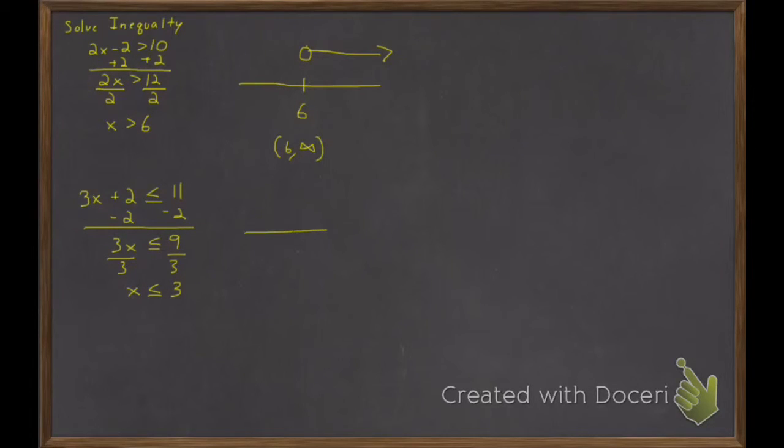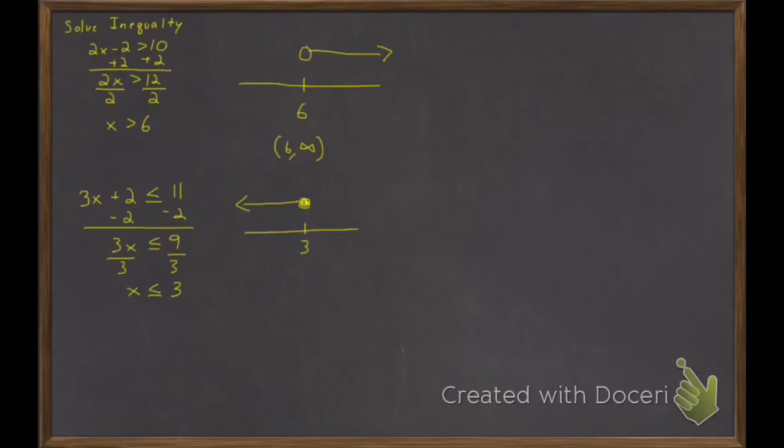To graph this, again we use a number line with our bound at 3. However, this time we need to include the number 3. So how do we include the number 3? Well, we make that circle, but we fill it in. And then we use an arrow going in the negative infinity direction to show that all numbers less than or equal to 3, meaning 2, 1, 0, negative 79, will make this inequality true.